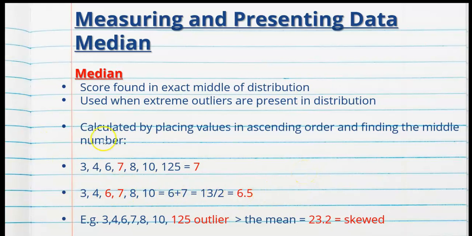We always use the median if there are outliers, and usually there are in psychology. If I calculated the mean of this first data set, as I've done down here, you'll see what I'm saying. 3, 4, 6, 7, 8, 10, 125. The mean actually works out to 23.2. What's happened is this outlier has skewed the mean far too high. The mean doesn't really represent that data set very well because of that pesky outlier.